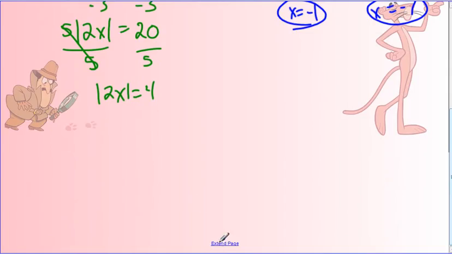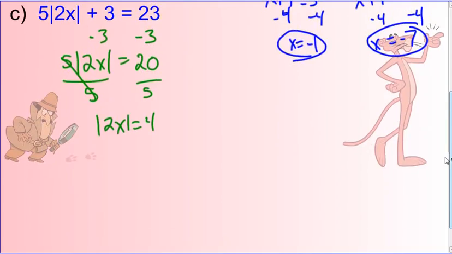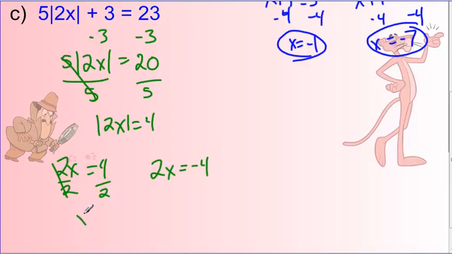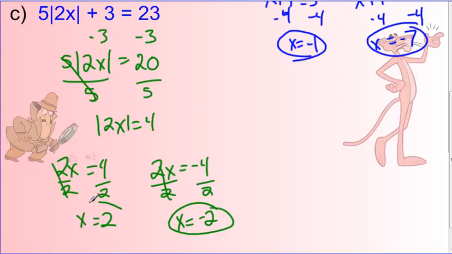Now we can take that and separate it into two separate problems. So we get 2x equals a positive 4, 2x equals a negative 4. Divide by 2 on both sides here, x equals 2. Divide by 2 on both sides here, and x equals negative 2. And we're done.